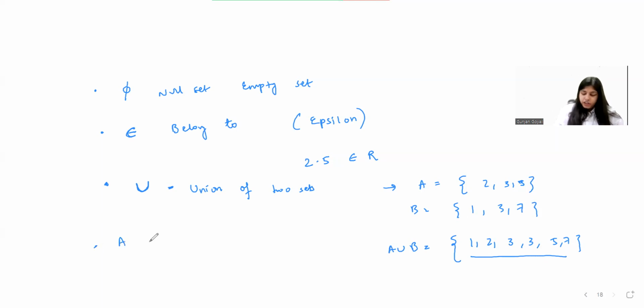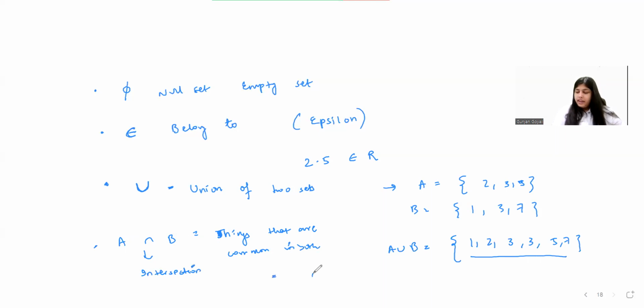A intersection B. Things that are common in both. This is called intersection. A intersection B. So if I take these two sets, what is my A intersection B? It is 3. It is only 3.